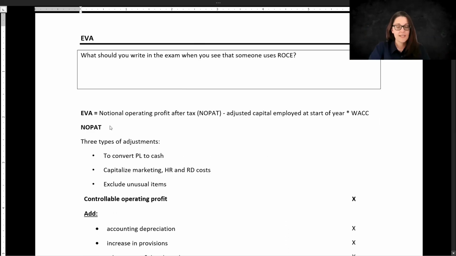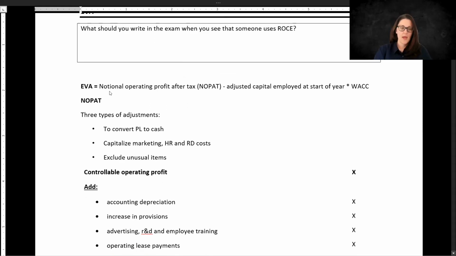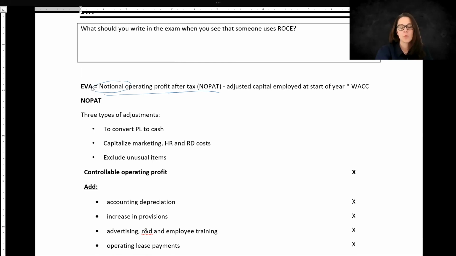Okay, but in this very video, let's go to the calculation of EVA, how it is done. Well, EVA takes notional operating profit after tax, that is NOPAT. This is notional, not nominal. And from that, we are going to subtract adjusted capital employed at the start of the year, multiplied by weighted average capital employed. And now let's talk about each and every part in detail and separately.